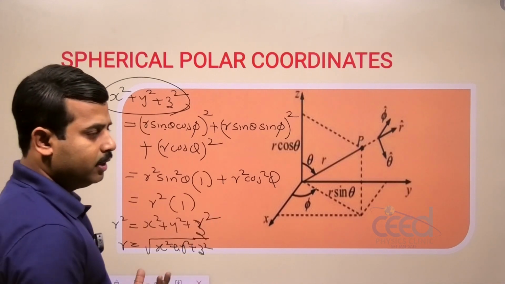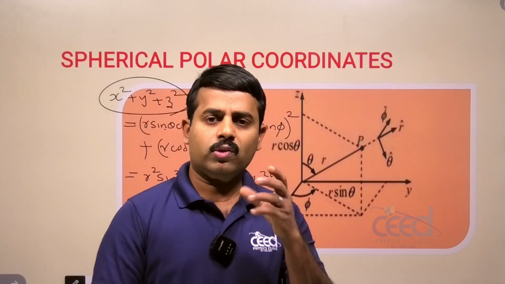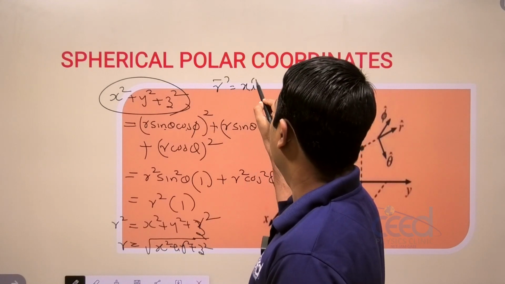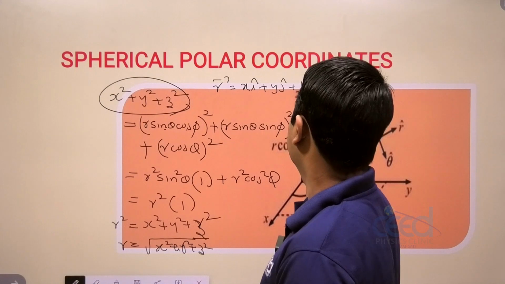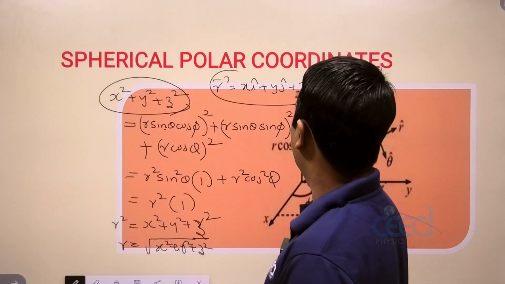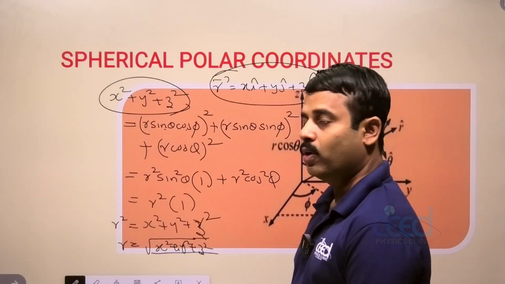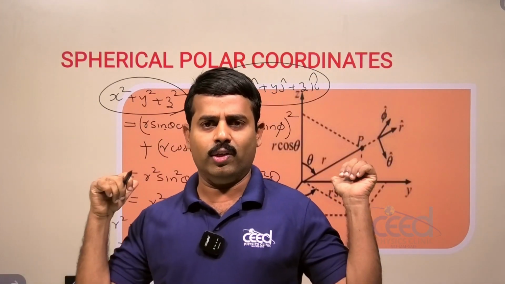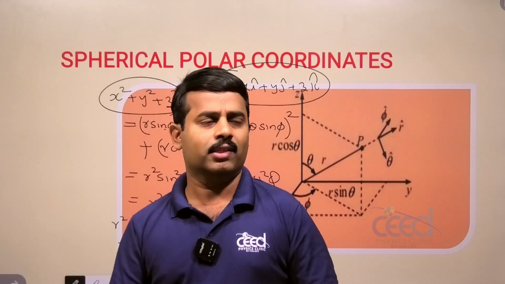See, this is the modulus of the vector in Cartesian coordinates, x i cap plus y j cap plus z k cap. What is the magnitude of this? Root of x square plus y square plus z square. The same thing you got here, right? Alright.